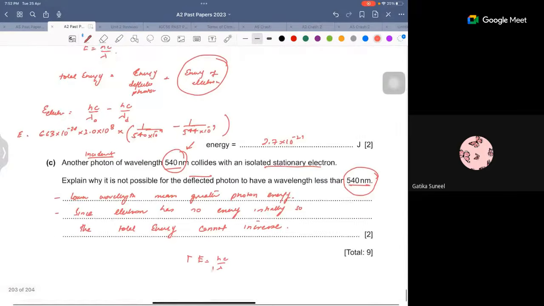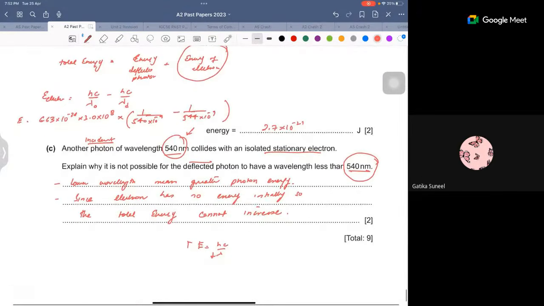Sir, can we say after collision the photon loses energy, so it's not possible for higher energy? Yes, that's what I'm saying. That it's not possible to gain energy. Yes, it can lose energy to give it to the electron, but the total energy would remain the same, right? You can't gain energy. It would be by the law of conservation then. All right, give me like 20 seconds, please.